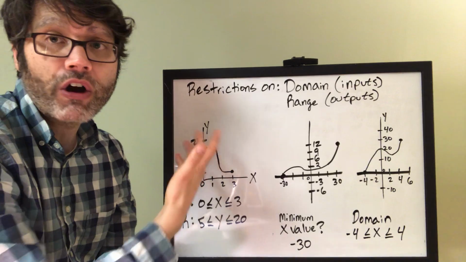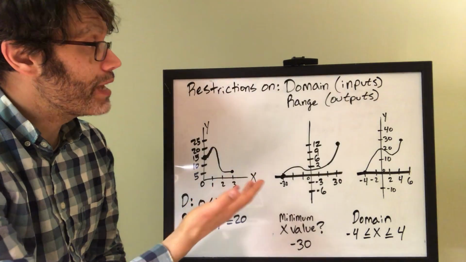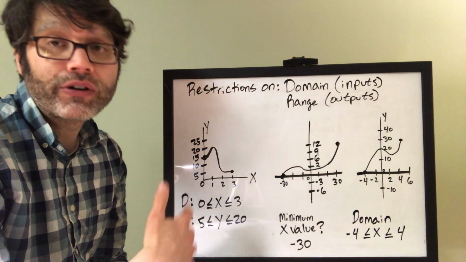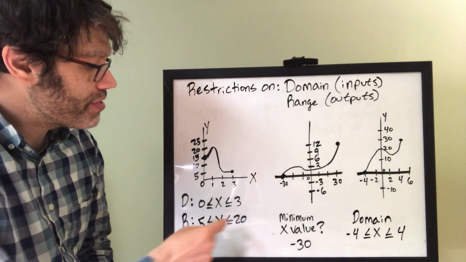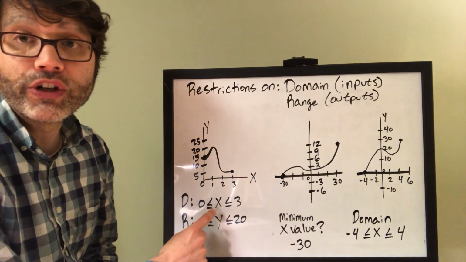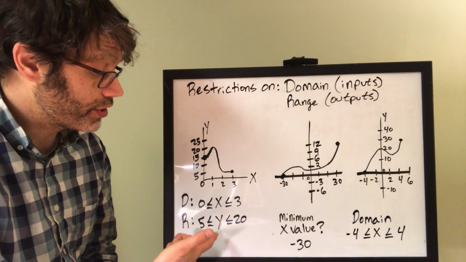Another way to say bounded is restrictions. So restrictions are a way to say what are our x values, what are our y values, what's our domain and range. So restrictions is the same thing as saying what our domain is or our range, all right?